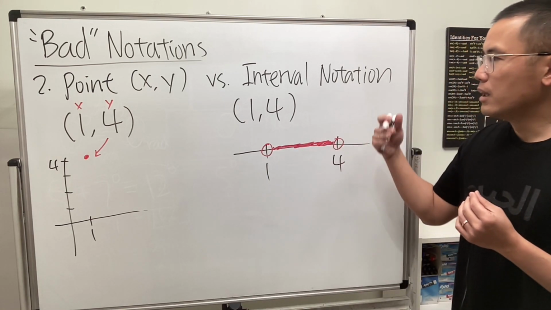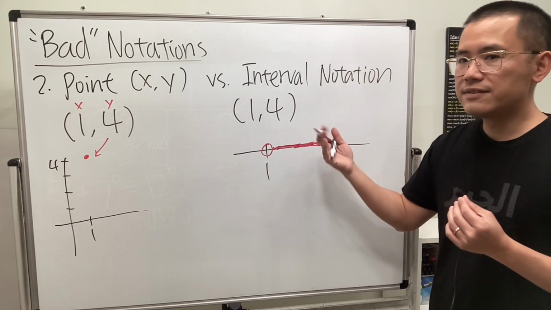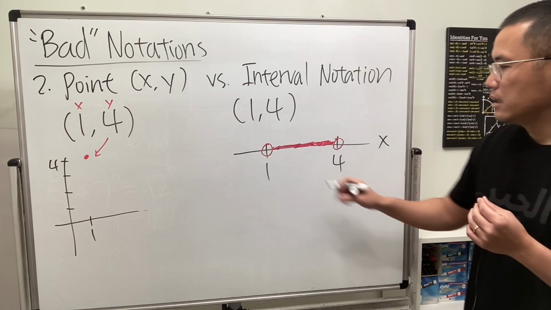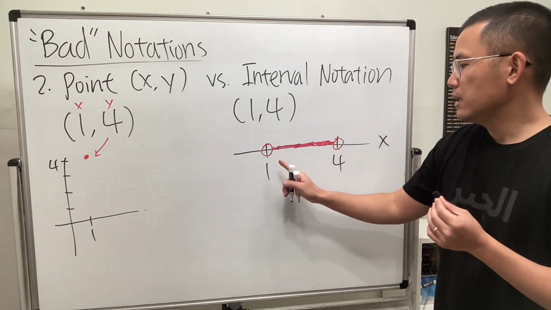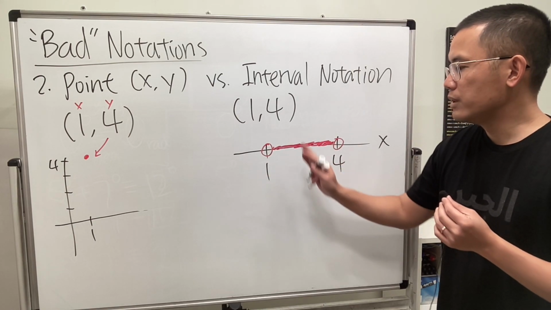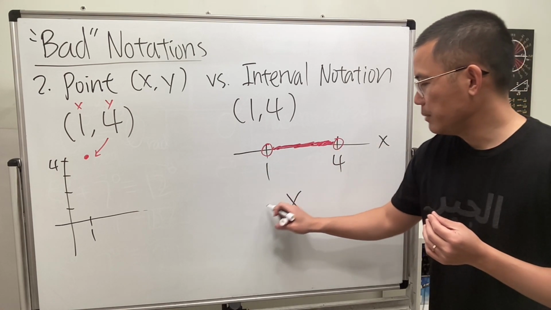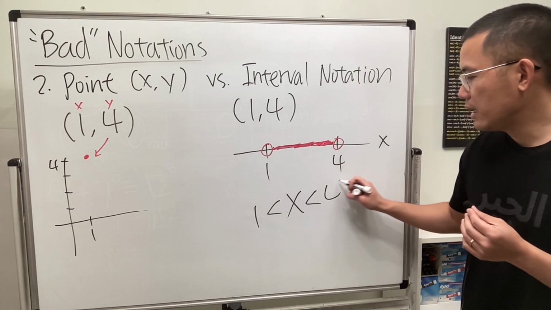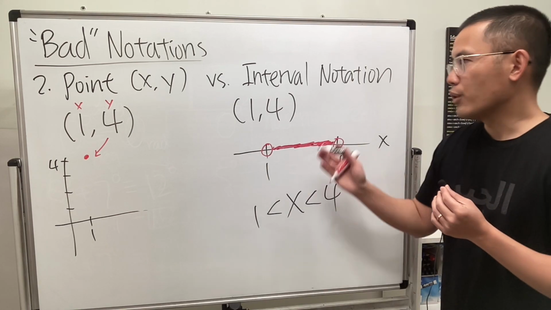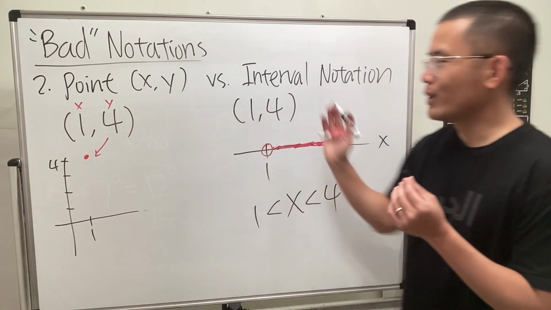And if you are talking about the interval for the x values, we can denote that this is all the x's in between 1 and 4, not including 1, not including 4. And of course, we can also write it as x in between 1 and 4, like that. So 1 comma 4, 1 comma 4.